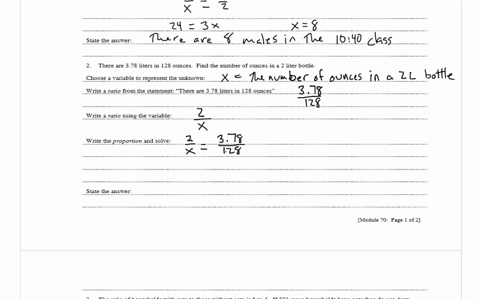So we have 2 times 128, which is 256. And that's equal to x times 3.78, or 3.78x. And now we're going to divide both sides by 3.78, and we get x is equal to 67.72. And now they want us to state the answer, and we could say that there are 67.72 ounces in a 2-liter bottle.